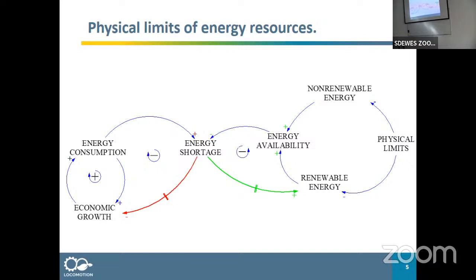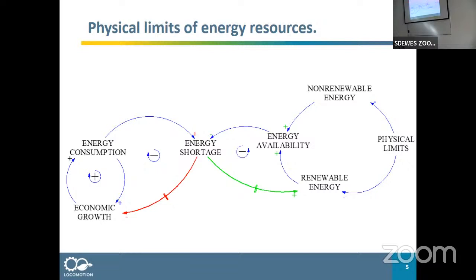This is what is happening now. As far as we are aware of the shortage of energy from fossil fuels, we try to develop more and more renewable plants for energy. But there is a very relevant delay between when we detect the energy shortage and when we build renewable energy.